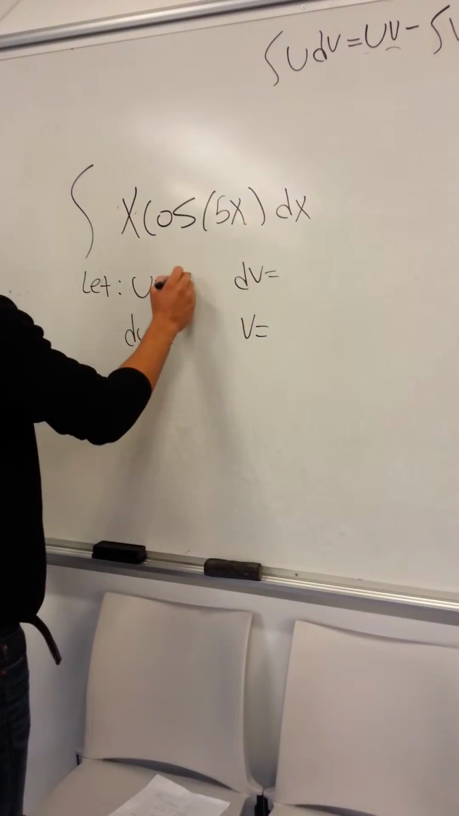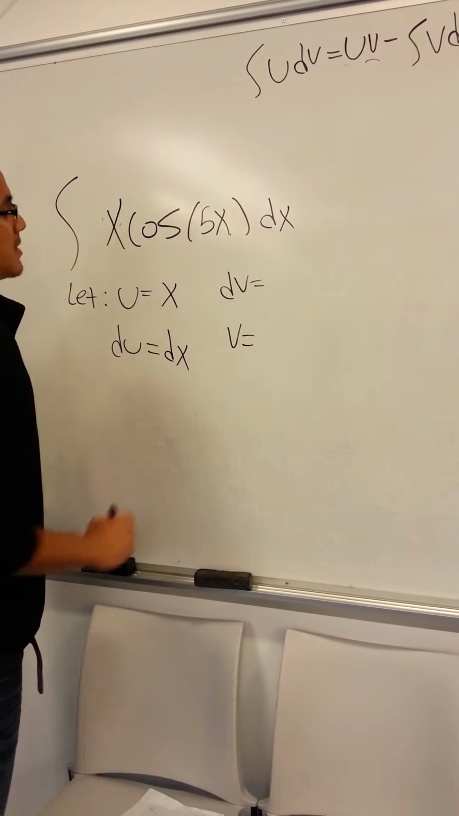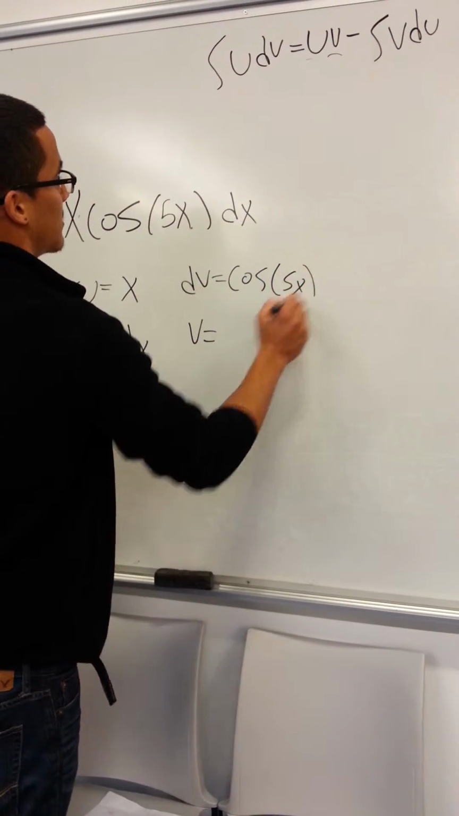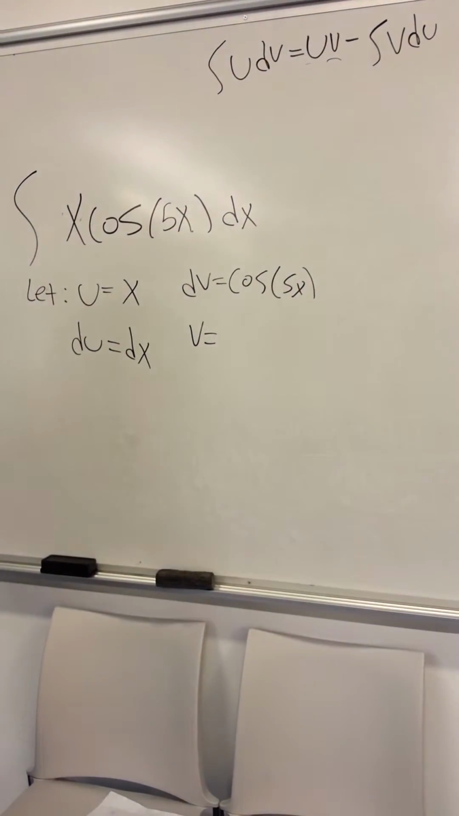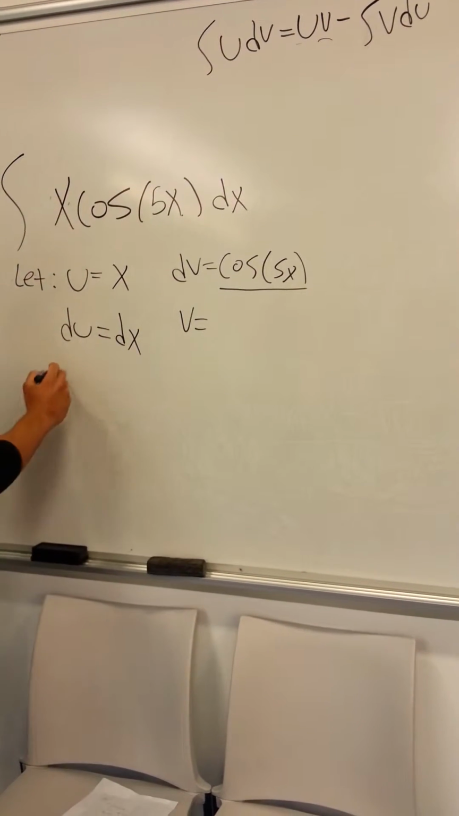We're going to let u equal x. We're going to let du equal dx. dv is going to be equal to cosine 5x. And v, basically the antiderivative of this, we're going to do separately.